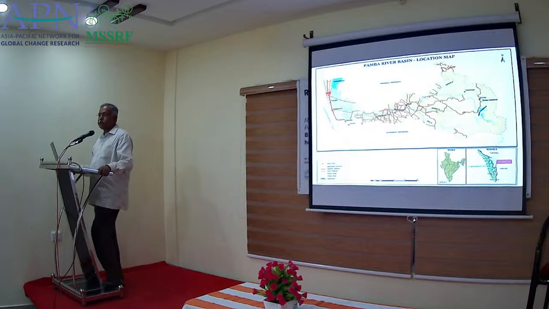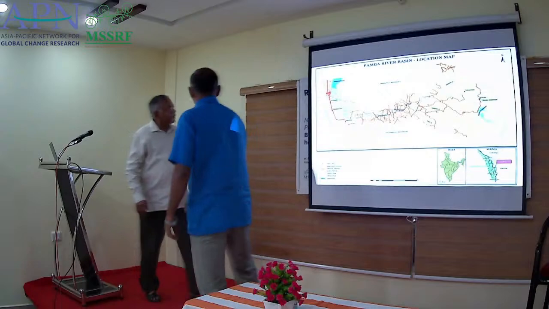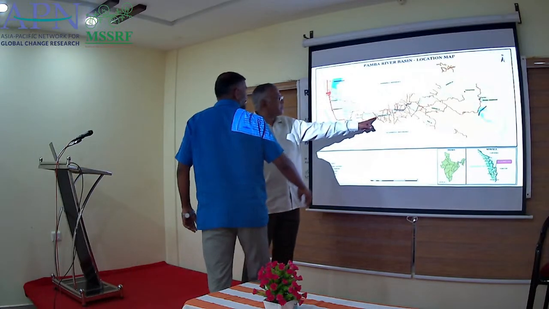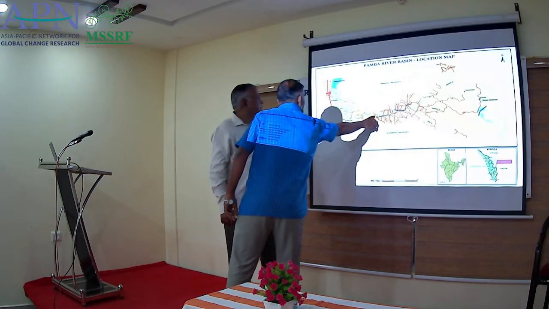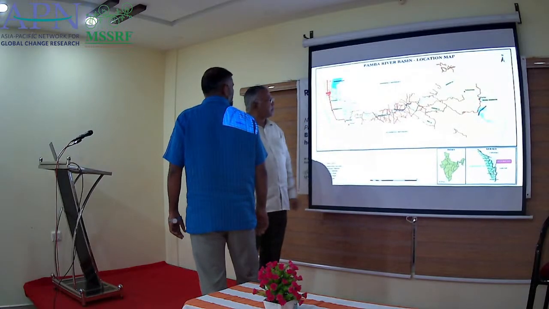Can anyone come and show me on the map where Sarvaranda is? You are from here. Anyone? Fast, because we do not have time. It is here, Chenganur. Yeah, we are almost here. How did you identify that?